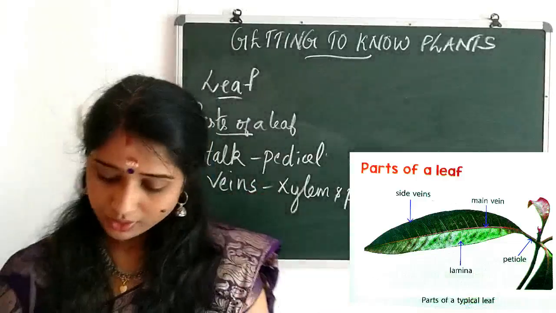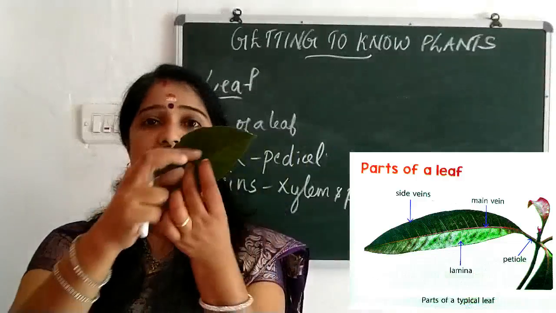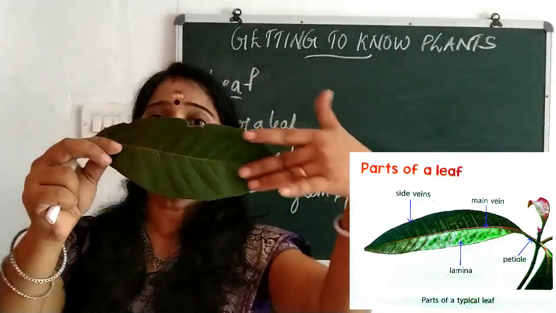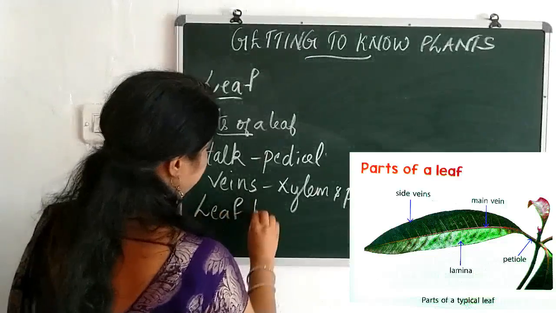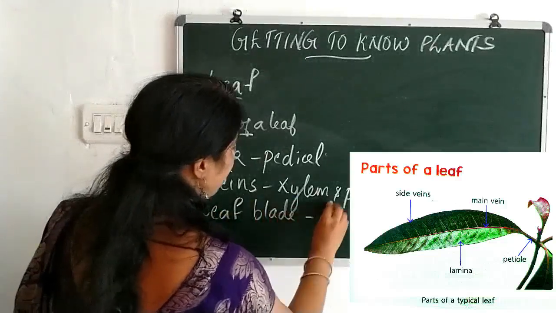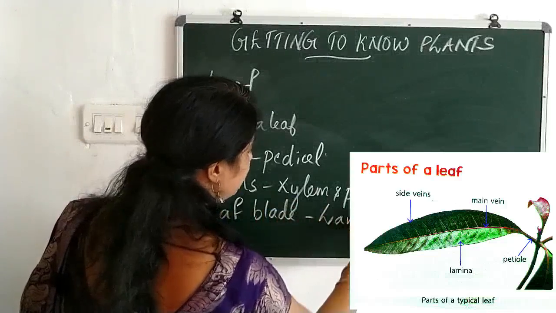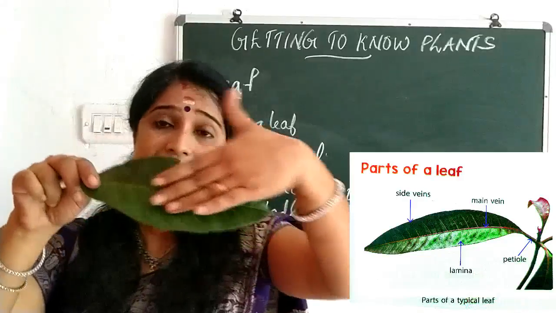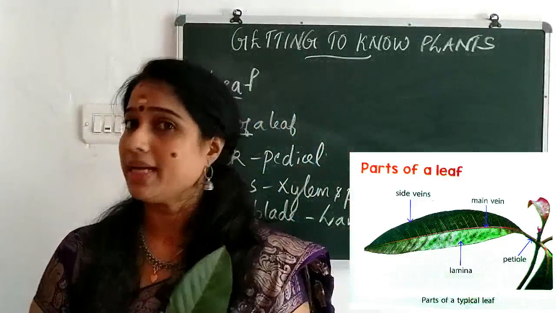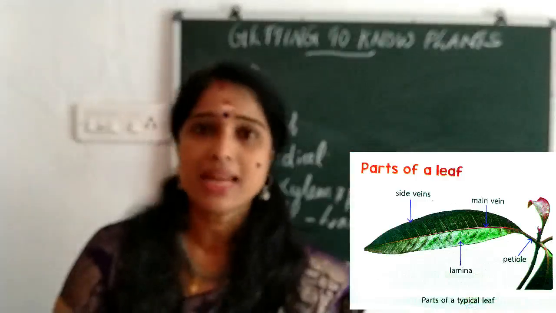And another thing, you know that this is the flat part. The flat part of the leaf is known as the leaf blade. Leaf blade, or otherwise known as what? Another important term: leaf blade, or otherwise known as the lamina. This flat part of the leaf is known as the leaf blade or the lamina.